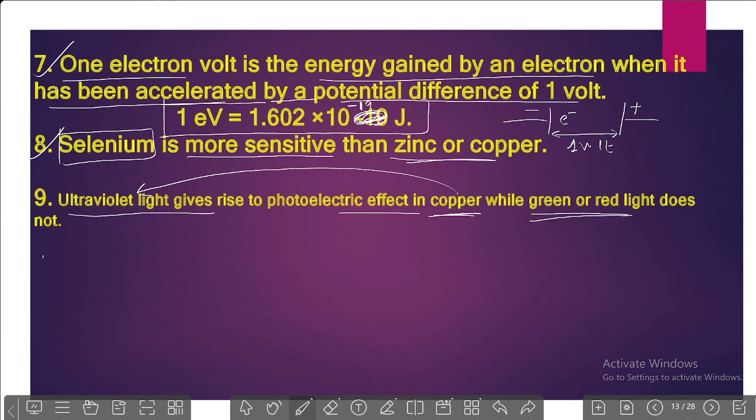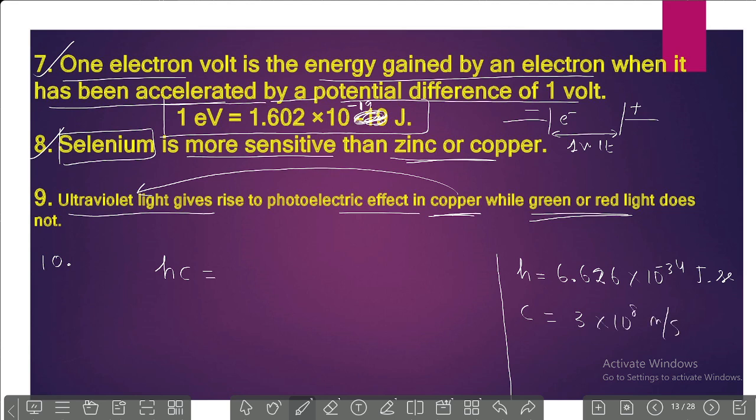Now another point, the 10th one. All of you listen. Sometimes in calculation you need this hc value. h is Planck's constant, c is the speed of light. If you substitute the data, h sometimes will be given as 6.626 into 10 to the power minus 34 joule second. Similarly, c equals 3 into 10 to the power 8 meter per second.